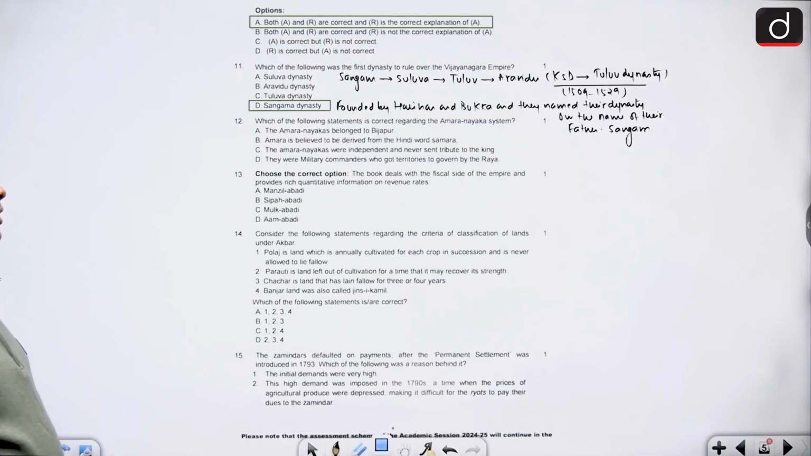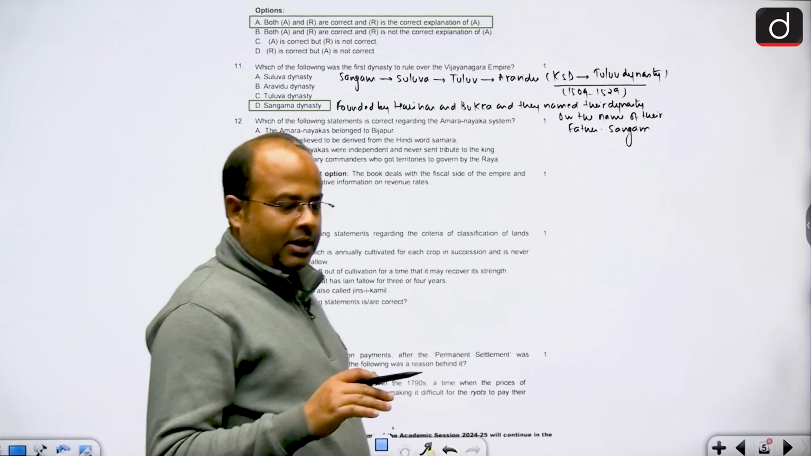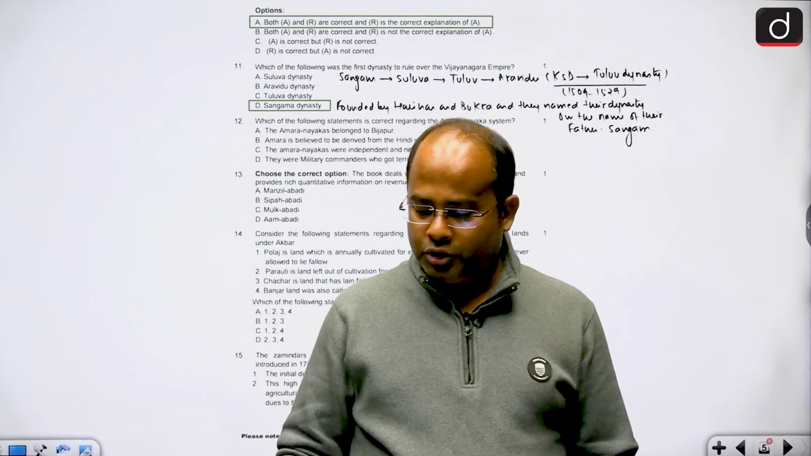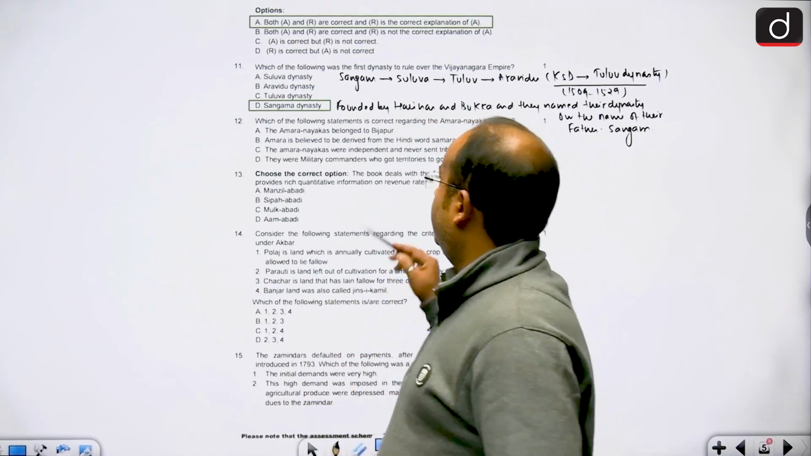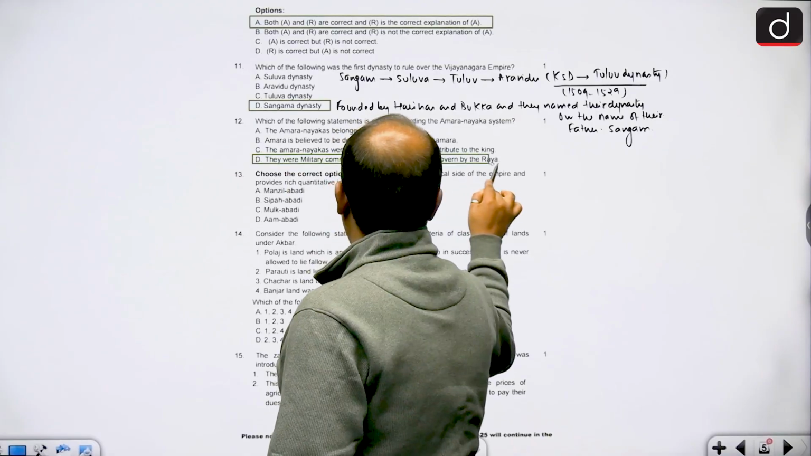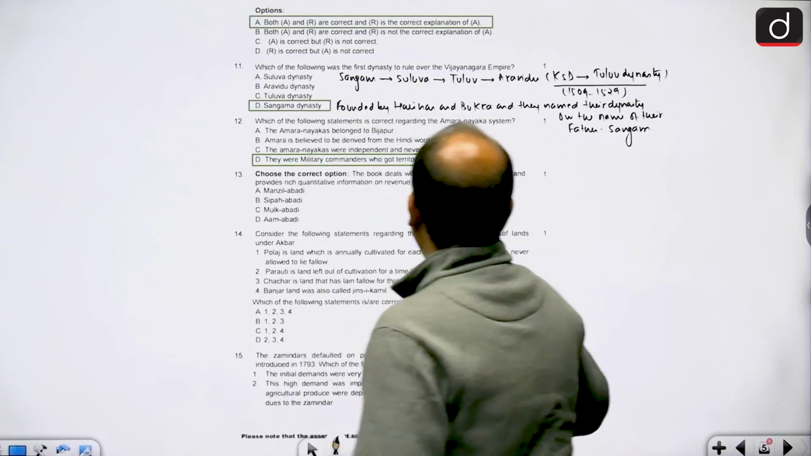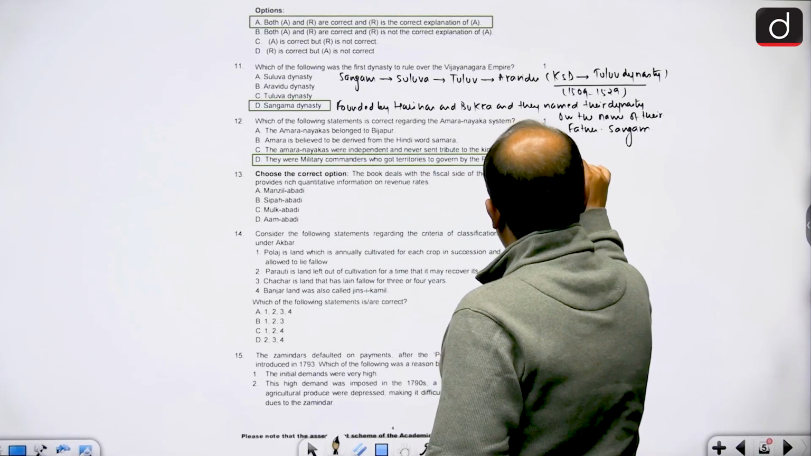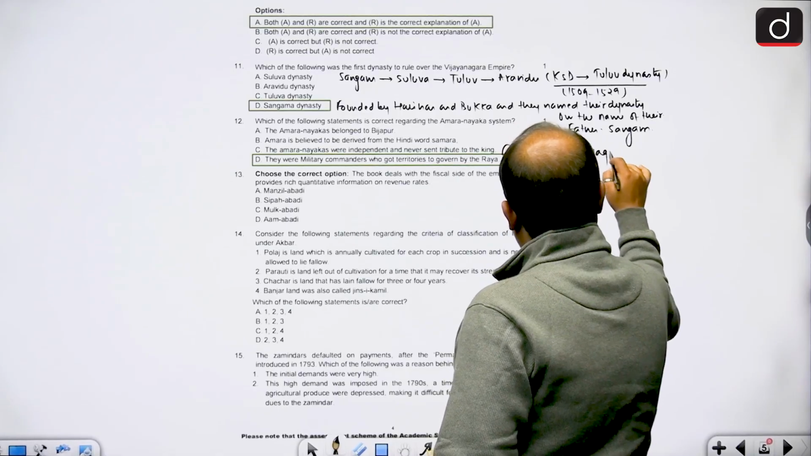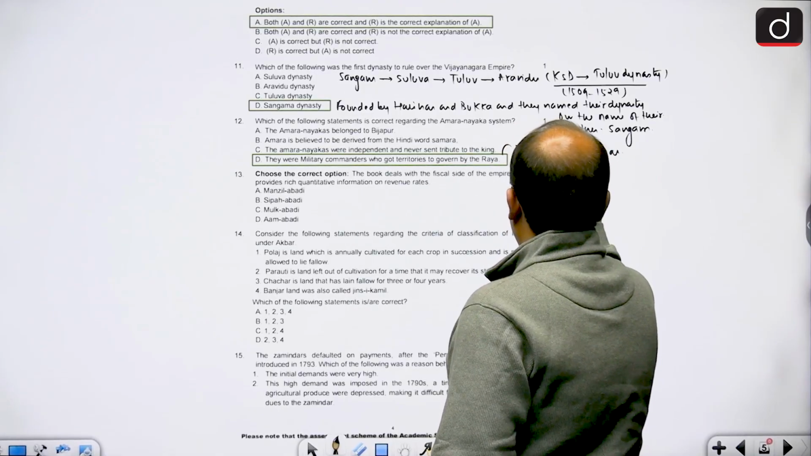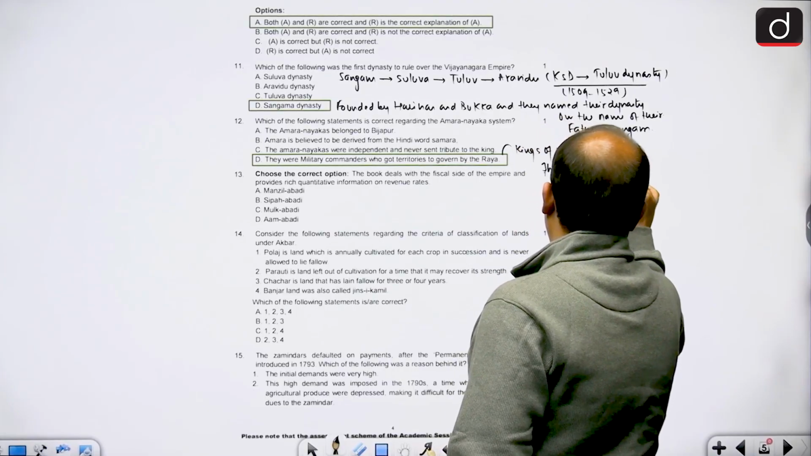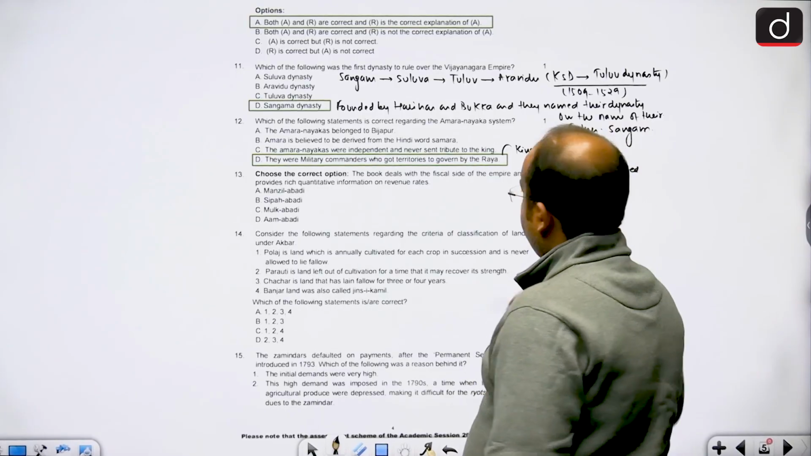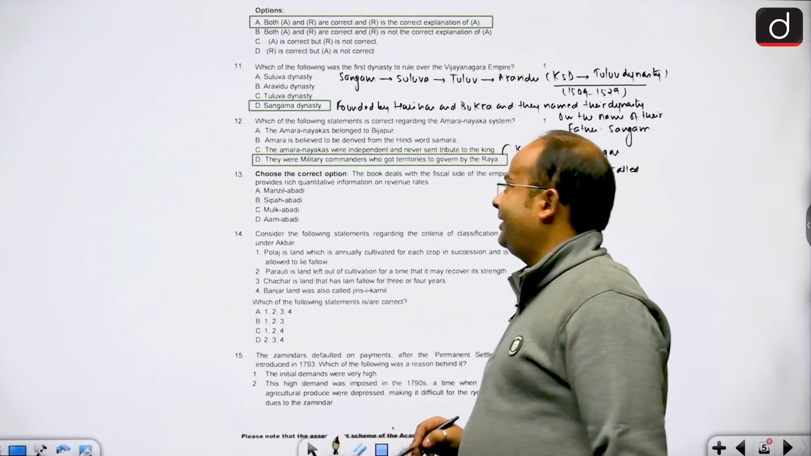They were military commanders who got territories to govern by the Rayas. Rayas means the kings of the Vijayanagar. They were called Narpati or Raya. So you will find, my dear friends, that Amar Nayak were the military commanders who got territories governed by the Raya, and Raya were the kings of Vijayanagar, and they are also known as Narpati. So the correct answer is option D.